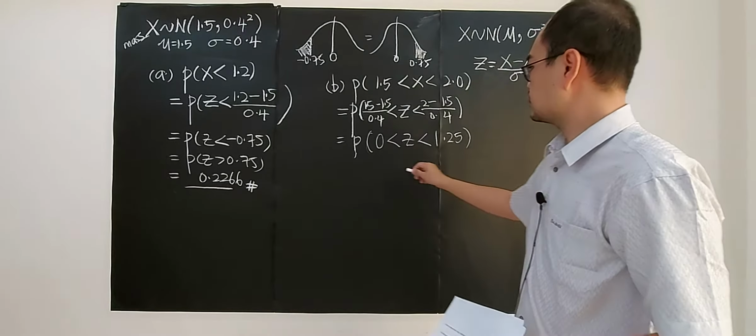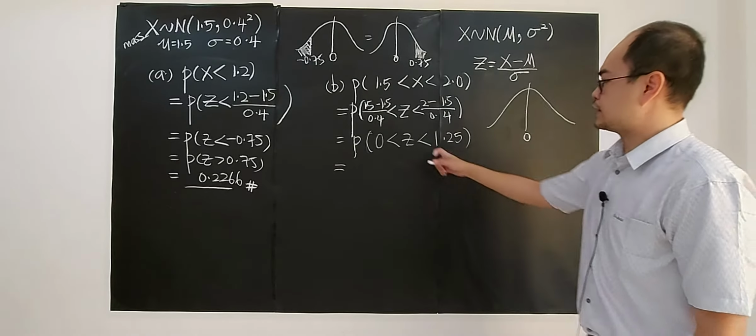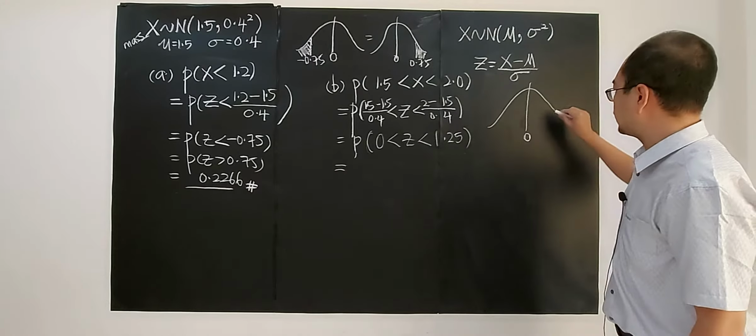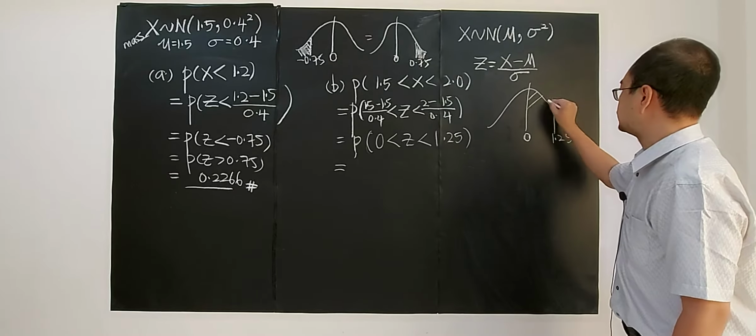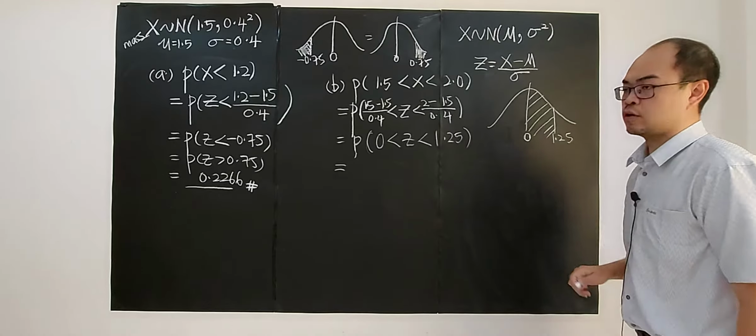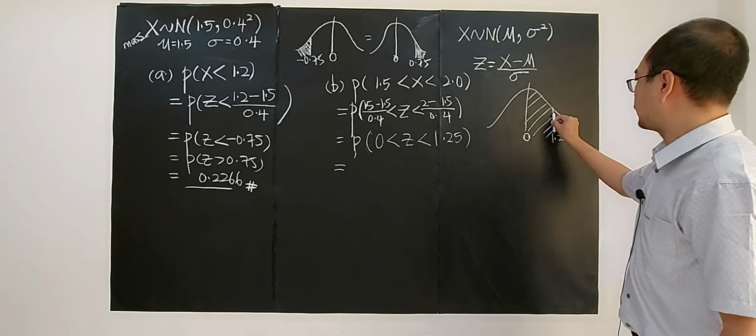0 is in the middle, right? Which divides this into 0.5 and 0.5. So Z is between 0 and 1.25. This is the region, the area that we are interested in. As you know, 0, the mean, is this axis, and it divides the probability into 0.5 and 0.5, to make up everything to be 1.